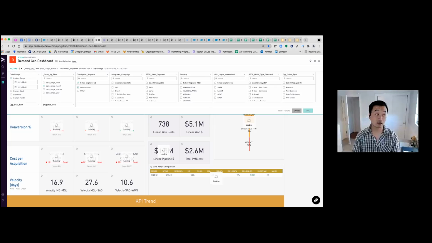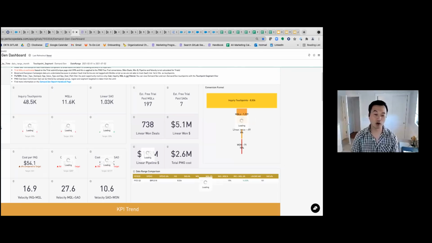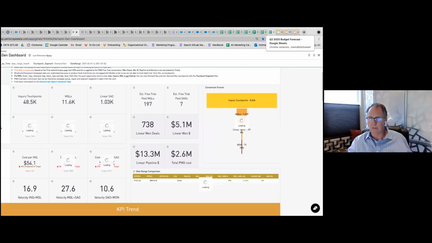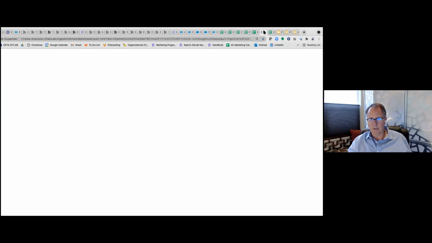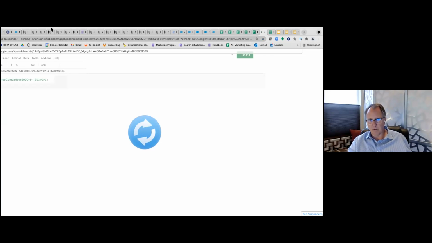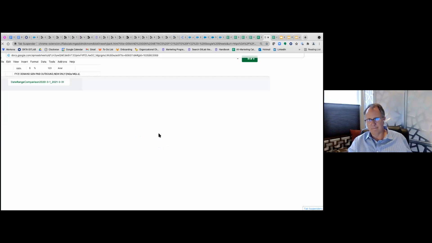Somewhat. It doesn't answer, I want to be more agile where I can compare different date periods, right? So if I wanted to compare this quarter or Q2 of last year, I can't necessarily do that in this very easily. Right. So that's why, and this is where what Matt's talking about is I export the data out of the demand gen dashboard.